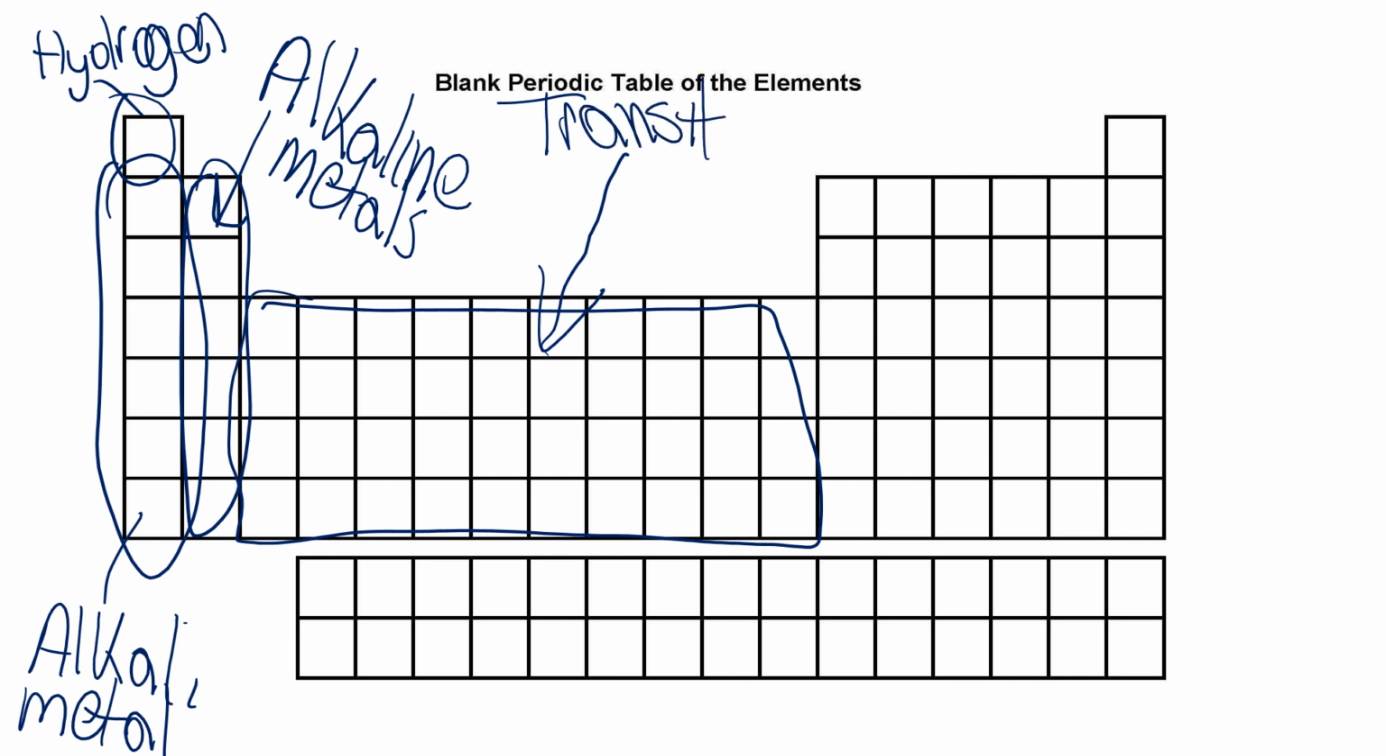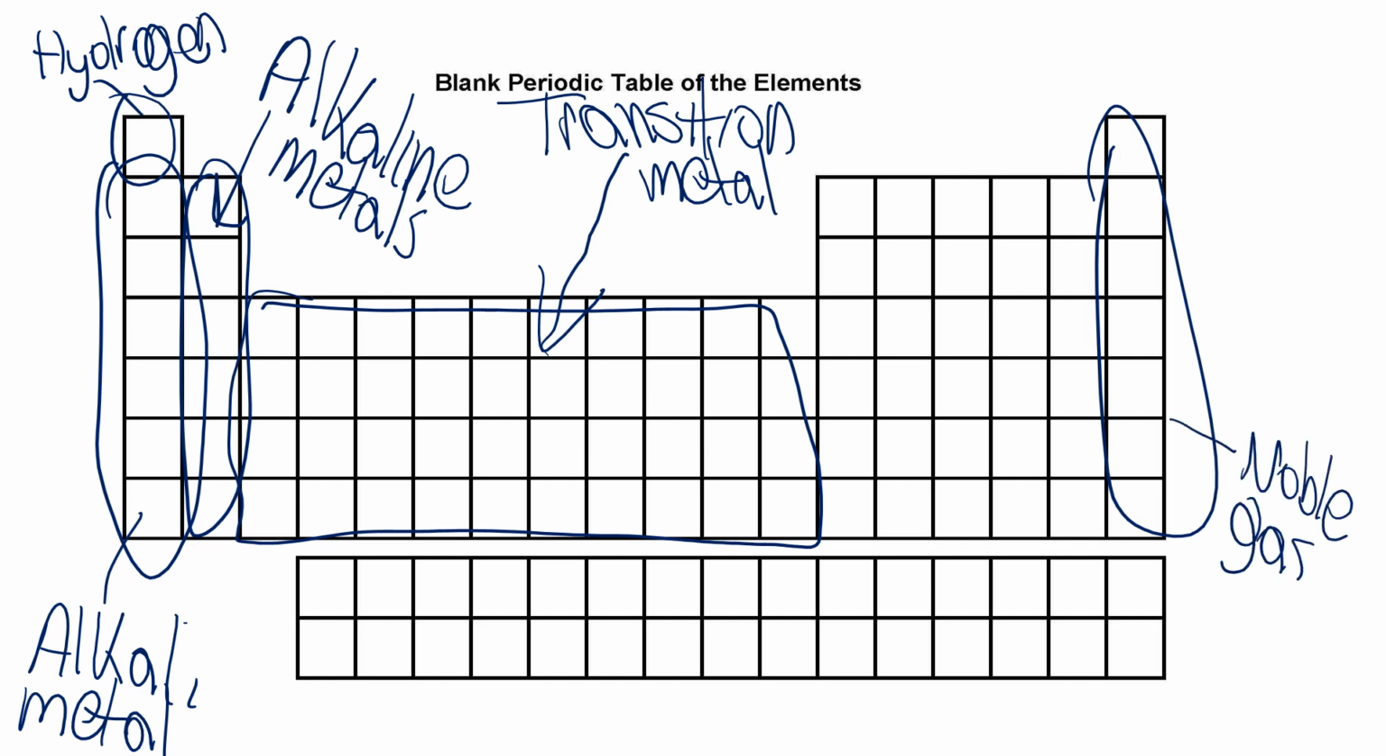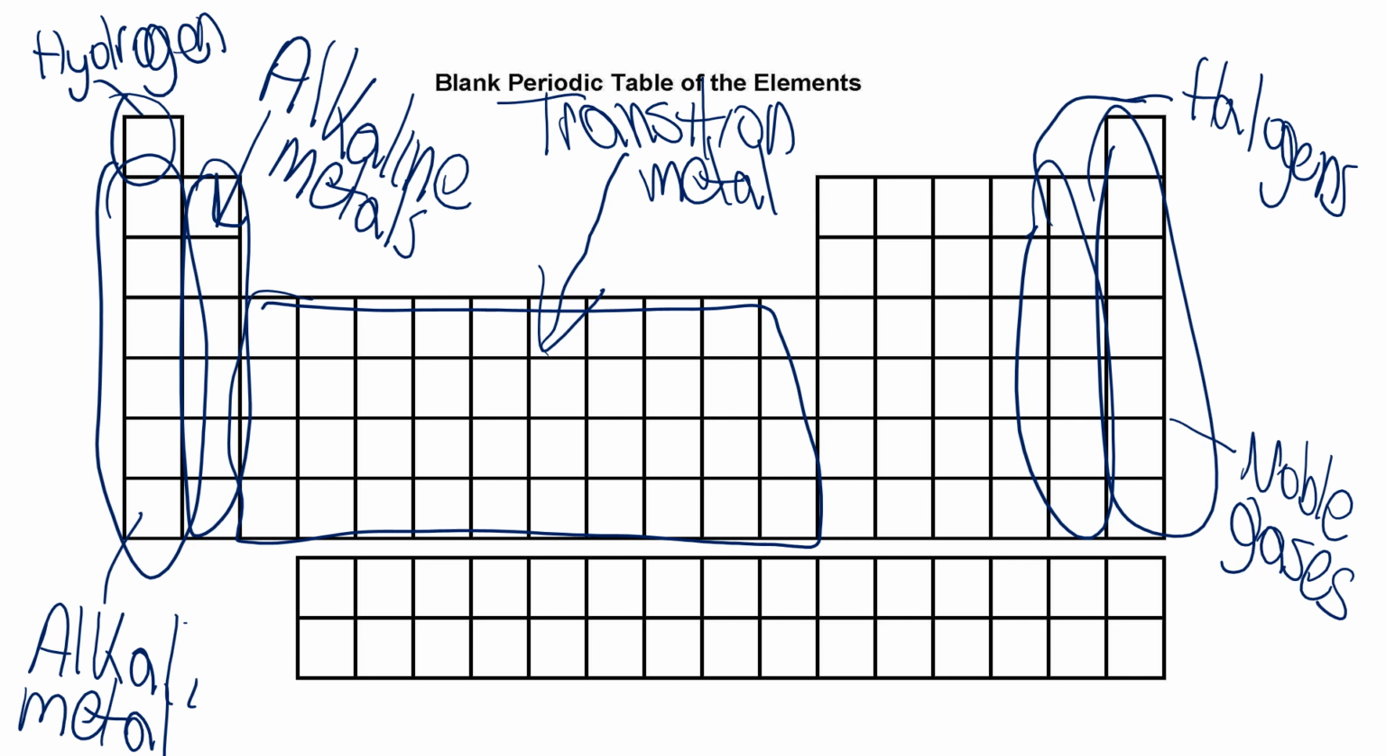Then we have transition metals. We have noble gases. We have halogens. And then we have the semi-metals or metalloids. And that is it for naming the families. Places where I put X's, you don't have to know the families.